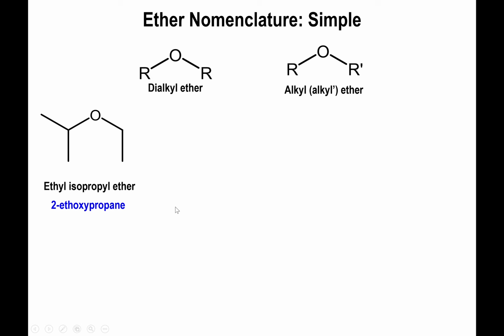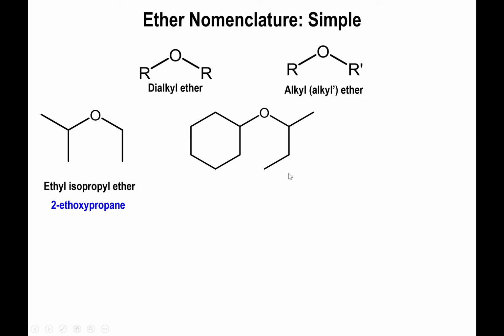But you could also call it by the proper IUPAC name. That would be 2-ethoxypropane. And in this case, the parent chain is a propane. That's the longest chain. So this is actually an ethoxy group that's bound to it.